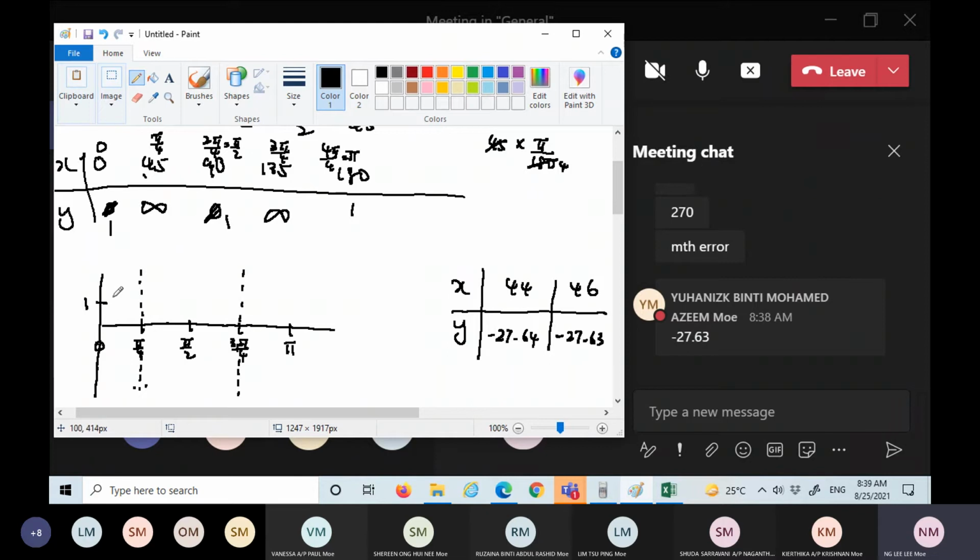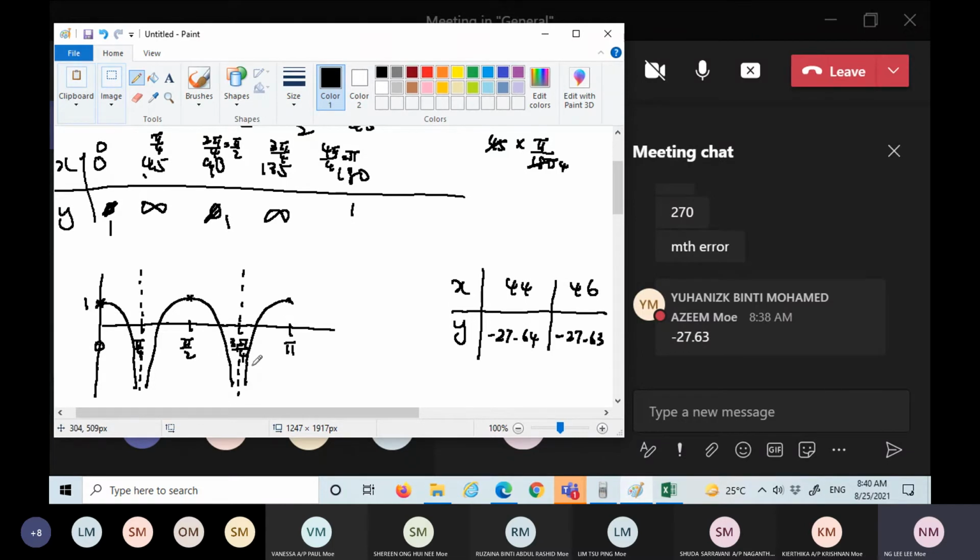Okay, wait, I mark the point. When x is 0, this is 1. When x is pi over 2, this is 1. When x is pi, this is 1. Then if I have these two points, it means something like this. Correct. Because originally it goes this way, so when reflected it is this way, and then this way. I guess this one we also got negative because of the modulus.